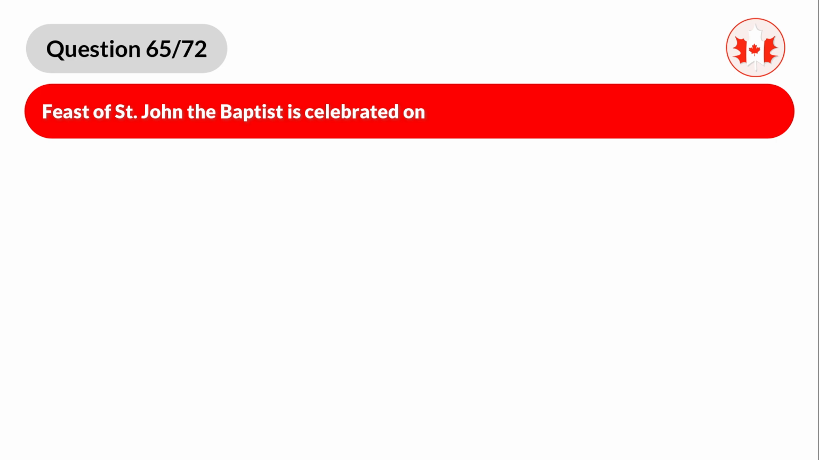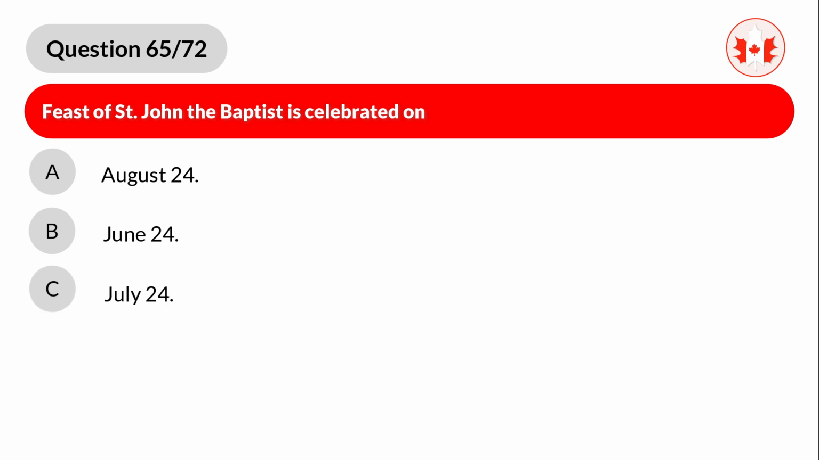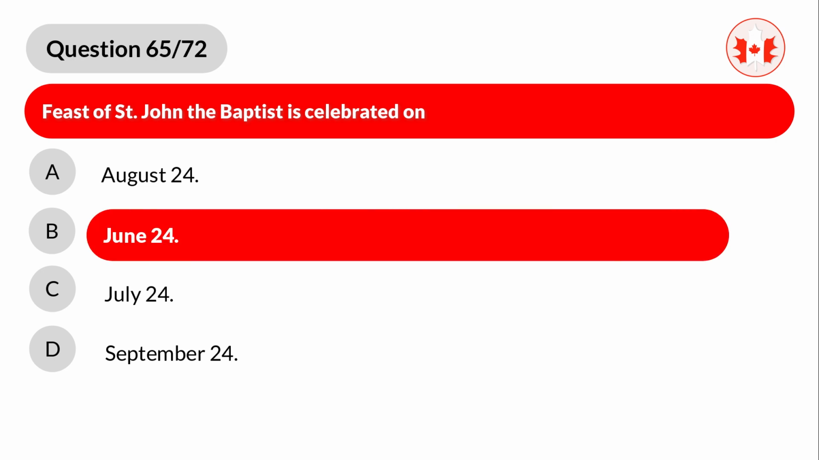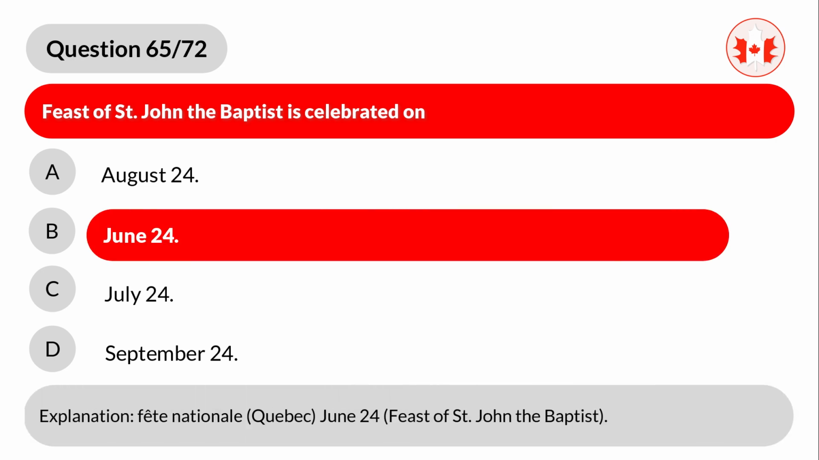Question 65. Feast of St. John the Baptist is celebrated on A. August 24th. B. June 24th. C. July 24th. D. September 24th. The correct answer is B. June 24th. Explanation: Fête Nationale, Quebec, June 24th, Feast of St. John the Baptist.